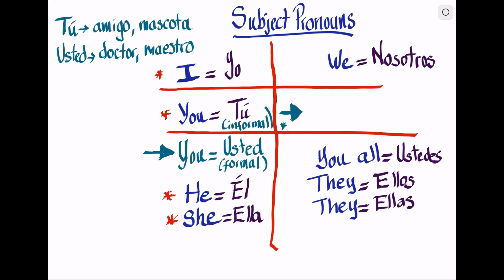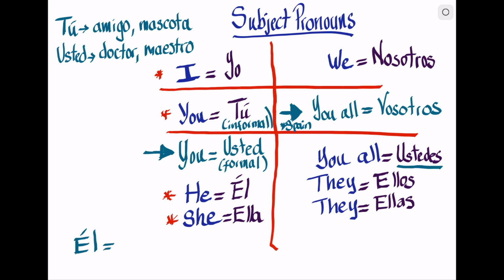Then we have another word that we just use in Spain, and that is the other you all. And remember, it is just used in Spain. Everywhere else is ustedes. This one in Spain is vosotros. So ustedes is everywhere else in the world that speaks Spanish, and vosotros just in Spain. So that's why it's two he's and two you alls. And two theys because it's ellas and ellos.